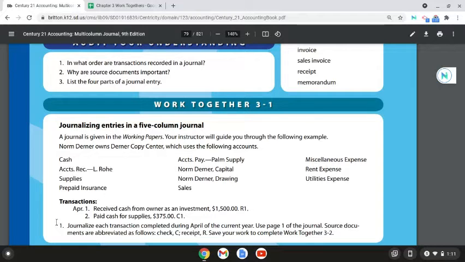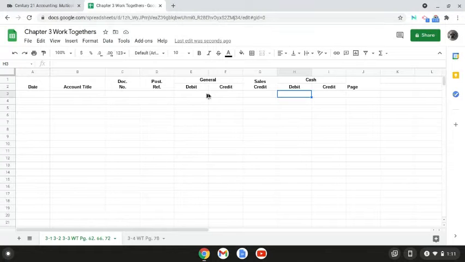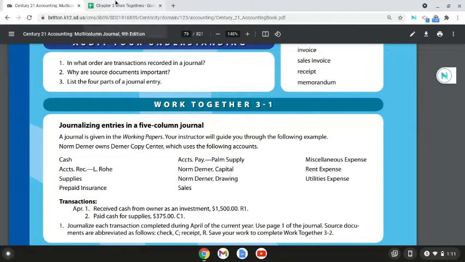I have already created a 5-column journal on Google Sheets. So here it is. I did this so that you wouldn't have to see me creating a 5-column journal over and over again. The first thing that we're going to do is put in the page number for our journal. It's page 1. Now we can get into the transactions for this work together.